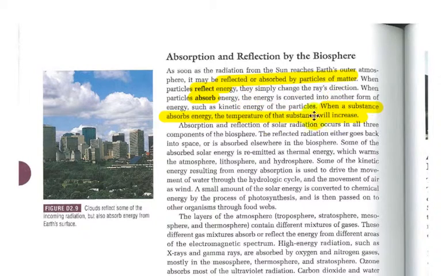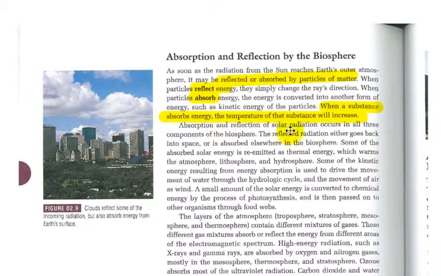The energy is converted into another form of energy called kinetic energy when they're absorbed. And the word kinetic means moving. So moving energy, when a substance absorbs energy, the temperature of that substance goes up because its kinetic energy is increasing. And temperature is a measure of this moving energy that substances have.